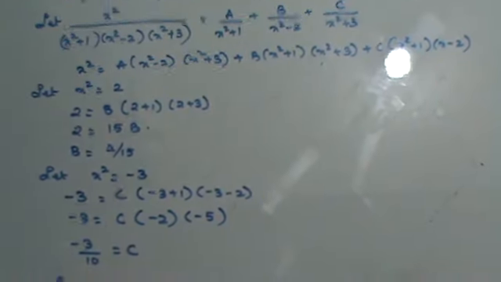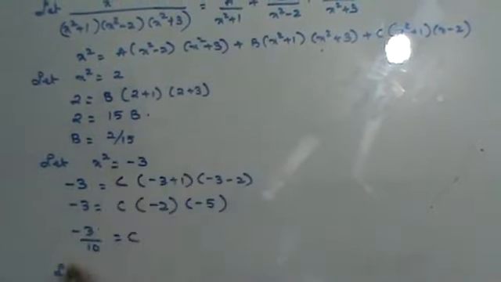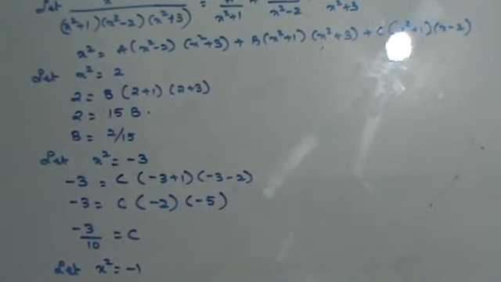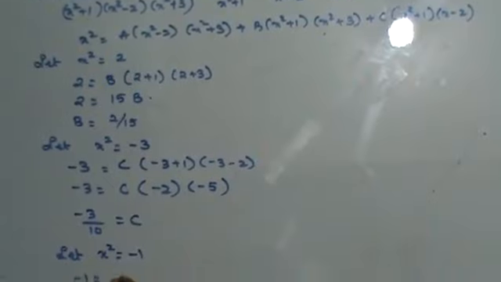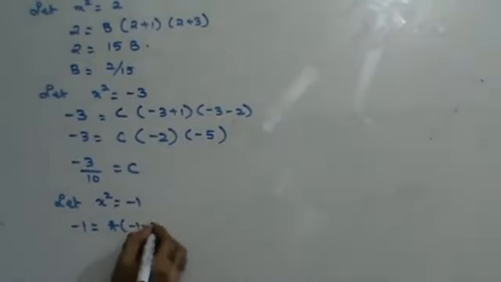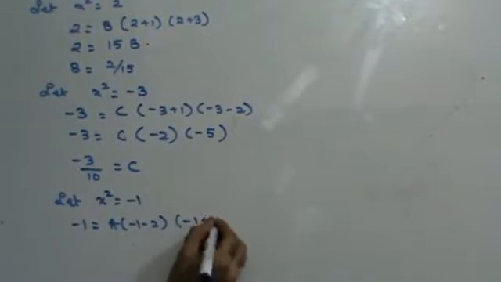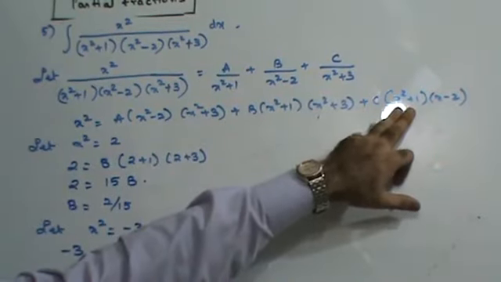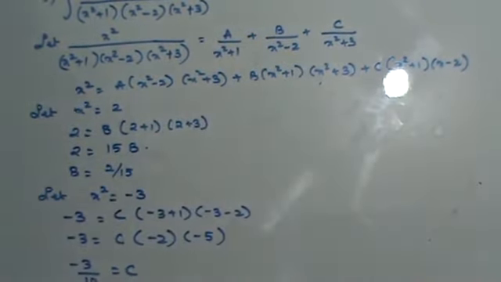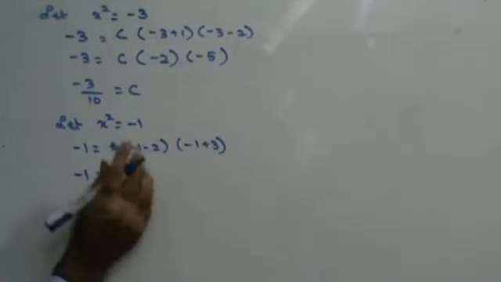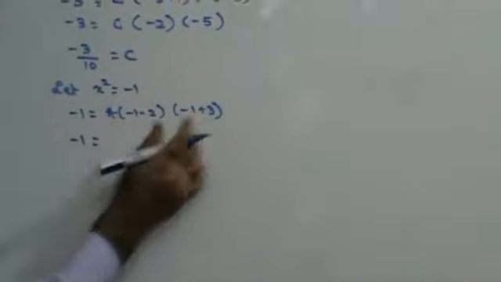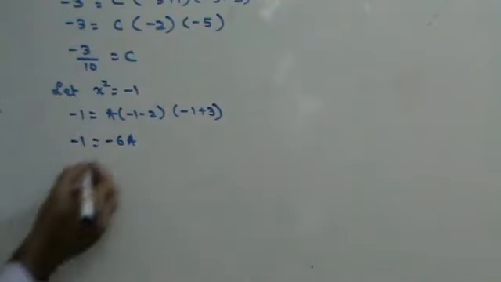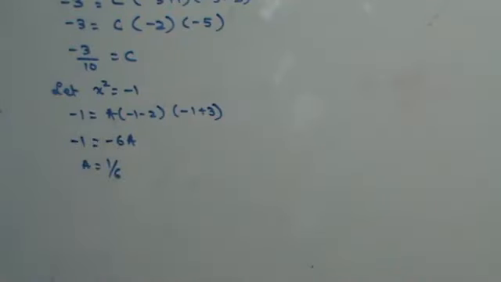Let's make the third bracket 0. Here the third bracket is x square plus 1, so I'll assume x square to be minus 1. If I assume x square to be minus 1, I'll get minus 1 is a times (minus 1 minus 2)(minus 1 plus 3). X square plus 1, this term becomes 0. Minus 1, this is going to be minus 3 and plus 2, minus 3 times 2 is minus 6a. So a is equal to 1 upon 6.